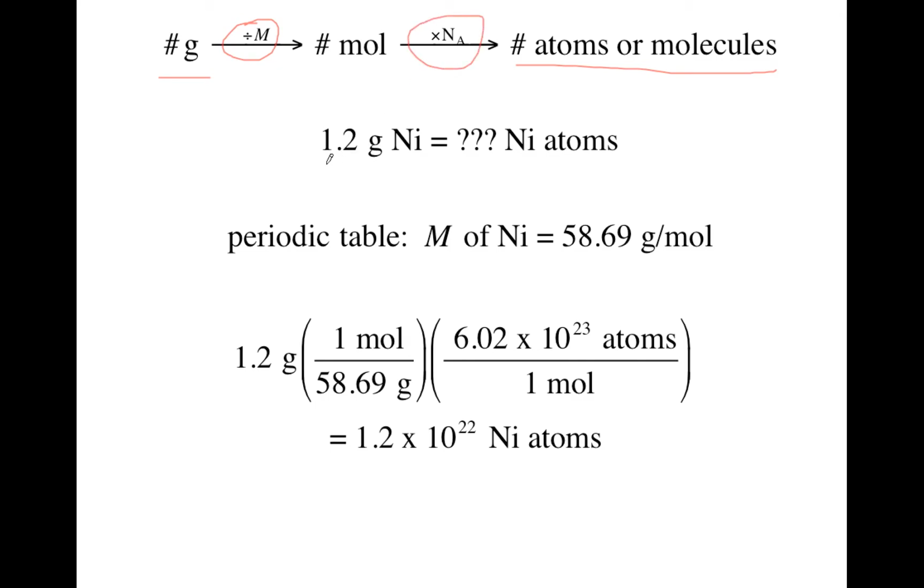So in this example, we start with 1.2 grams of nickel, and we're trying to figure out how many nickel atoms that is. So I know in the first step I'm going to need the molar mass of nickel, so I can find that on the periodic table, 58.69 grams per mole.